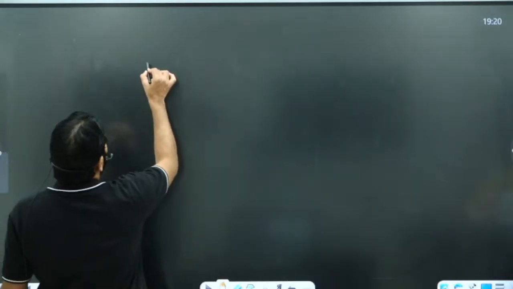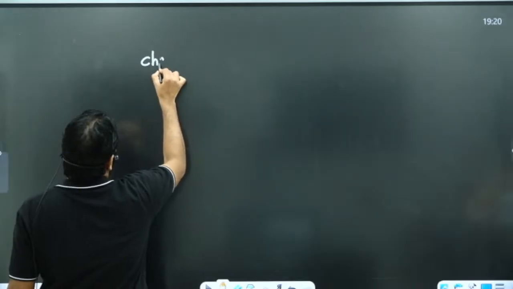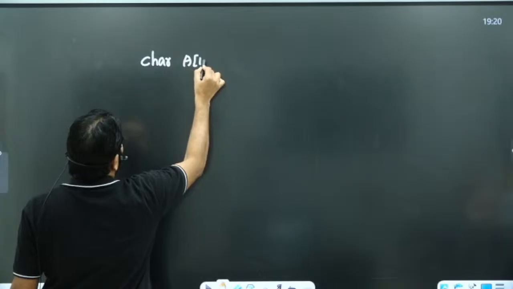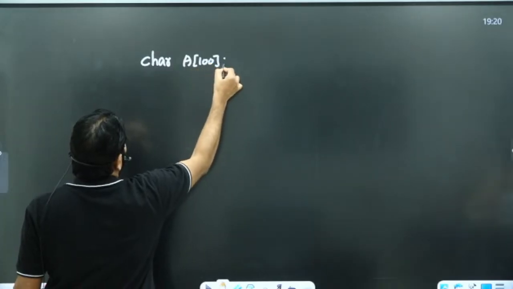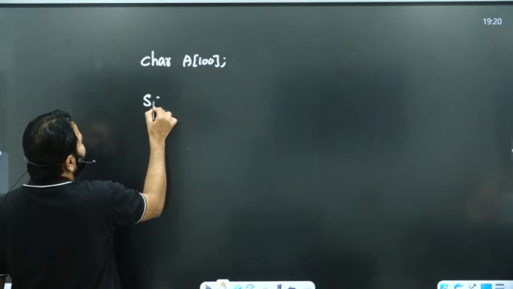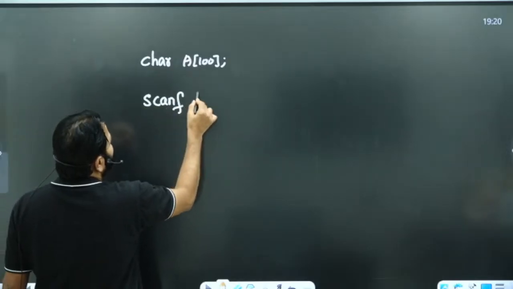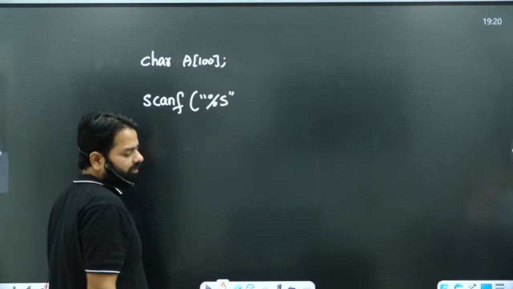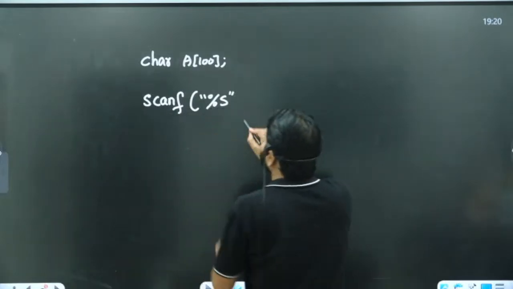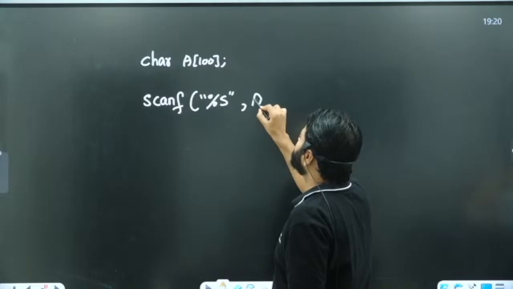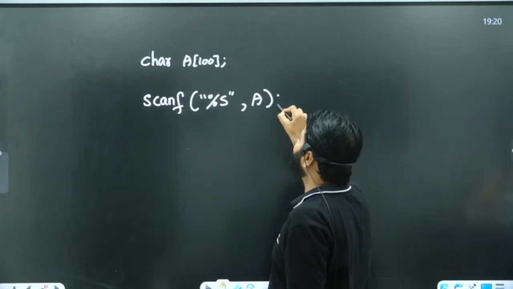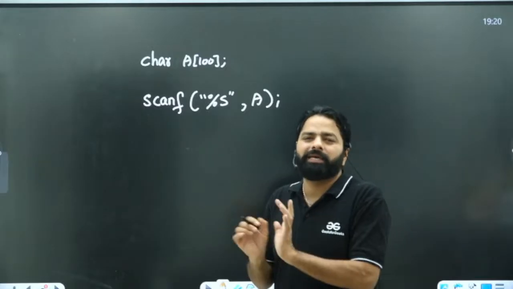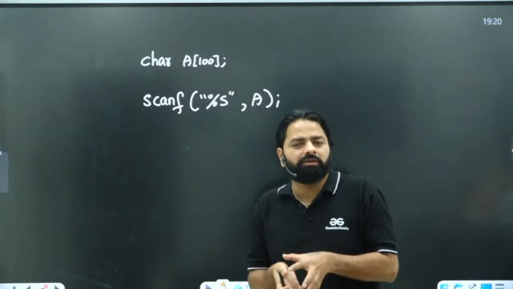Suppose people use scanf, right? Let's say I have a character which is, let's say, A. Let me give you, let's say, 100. And I want to read a string. When you use scanf, it is going to read up to the space only, right? When you say %s and mention the address of the first character, it reads the string from the keyboard but till the space only. So it cannot include the spaces.